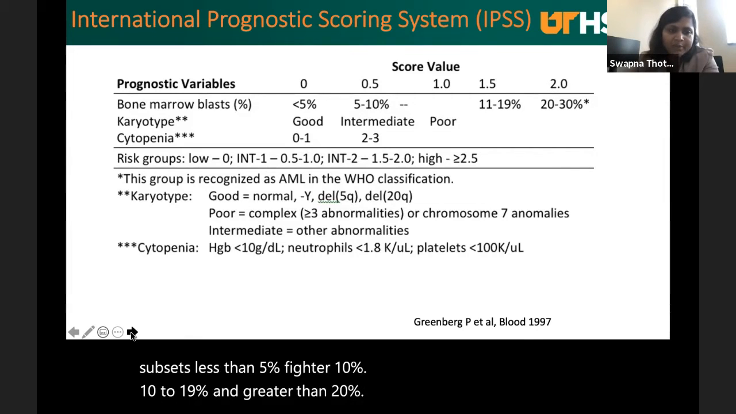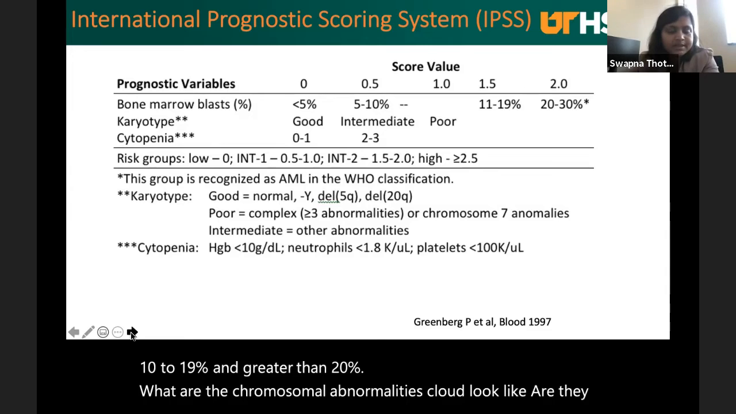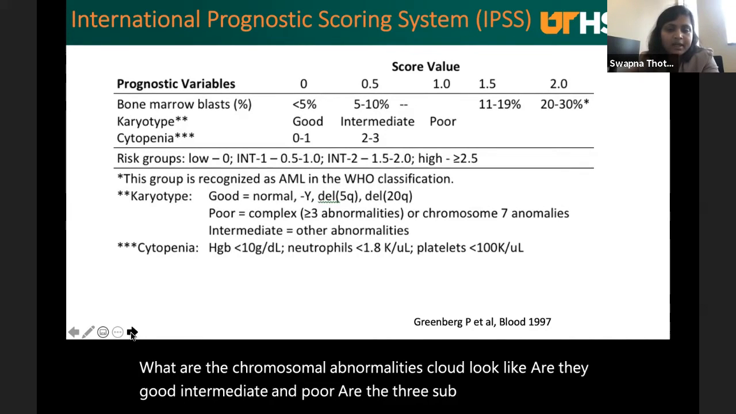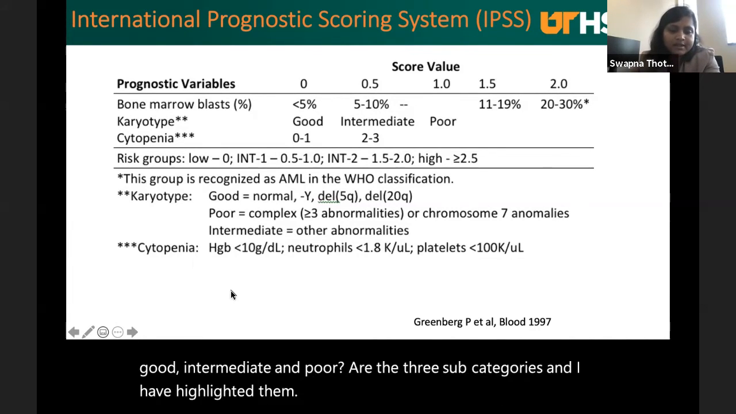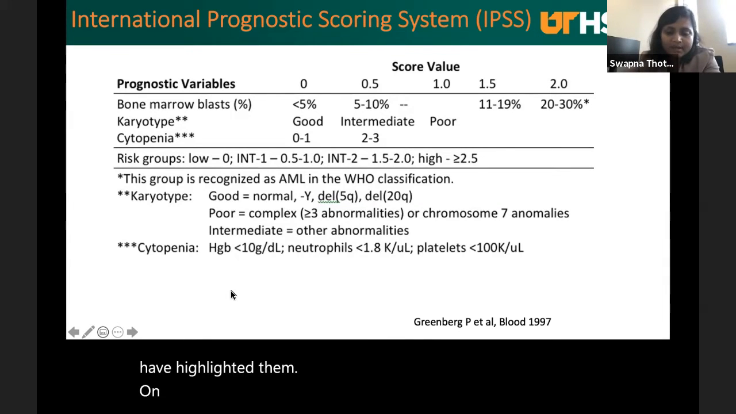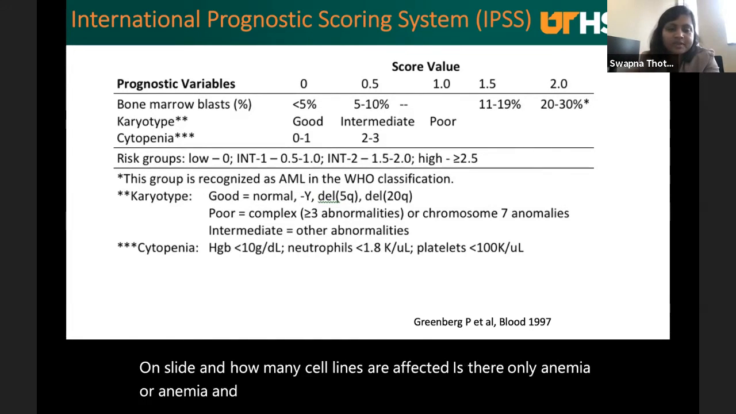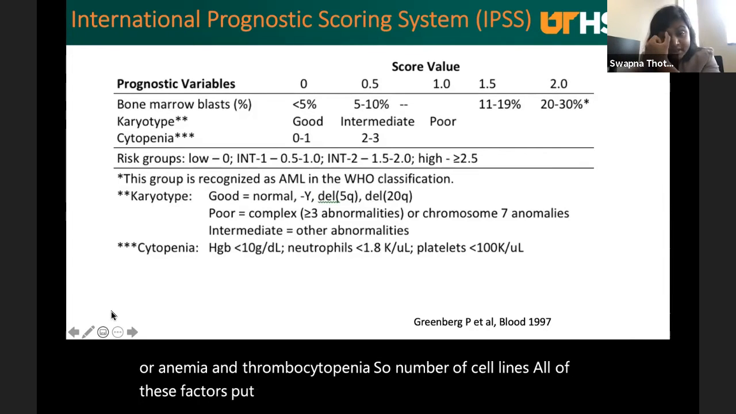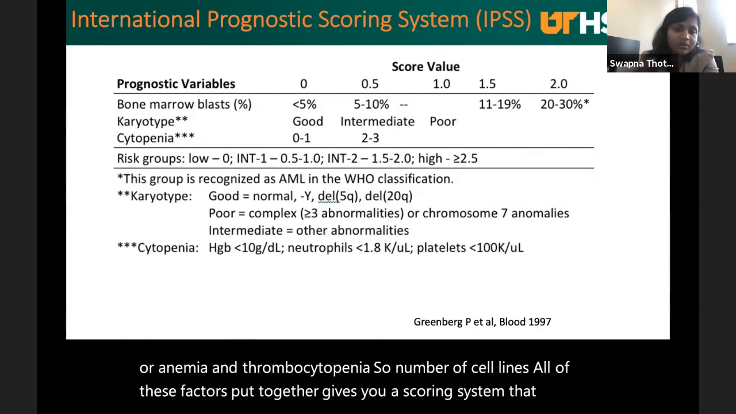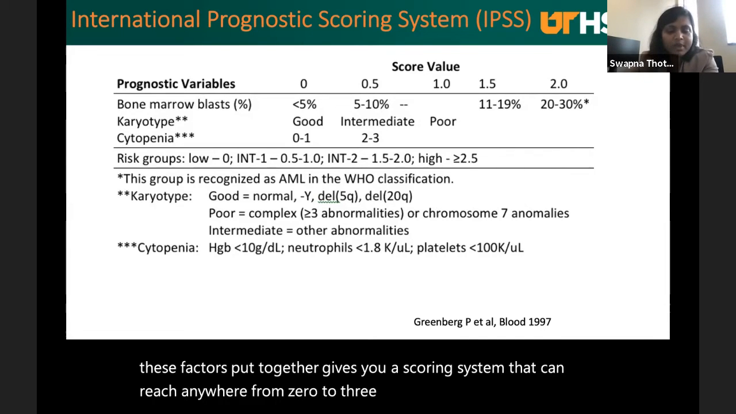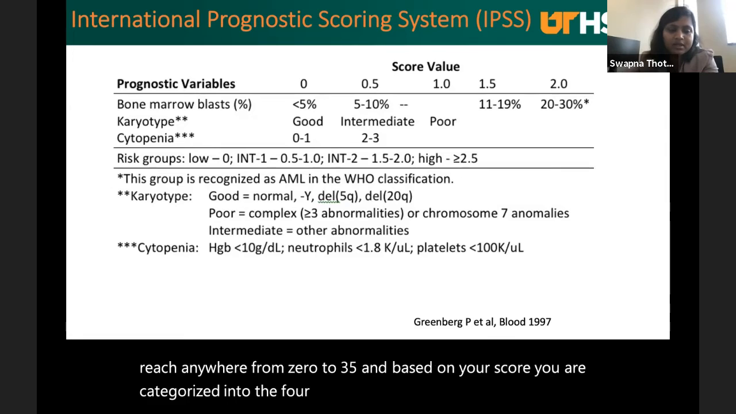What do the chromosomal abnormalities look like? Are they good, intermediate, or poor? Those are the 3 subcategories, and I have highlighted them on the slide. And how many cell lines are affected? Is there only anemia or anemia and thrombocytopenia? So the number of cell lines, all of these factors put together gives you a scoring system that can range anywhere from 0 to 3.5. And based on your score, you're categorized into the 4 categories that I have mentioned earlier.